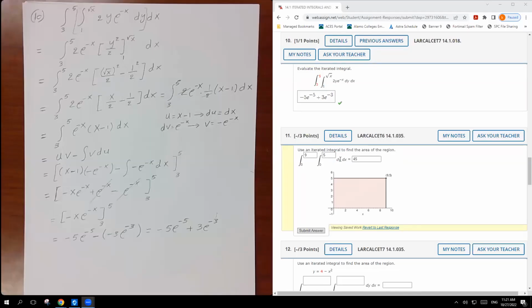So dy inside means the first integral is with respect to y. So I'm going to put the y coordinates, which is from 0 to 5. And then the outside is for x. So the border is going to be from 0 to 9. It's a rectangle. Again, we can find the area by just saying length times width, which is 9 times 5, is going to be 45. But let's check how we're going to find the area by using the integral.